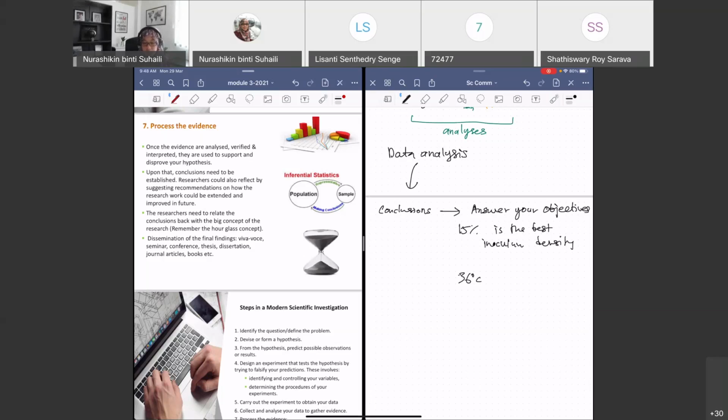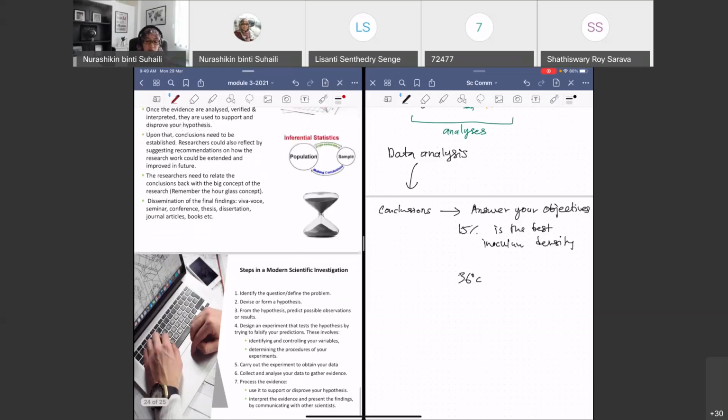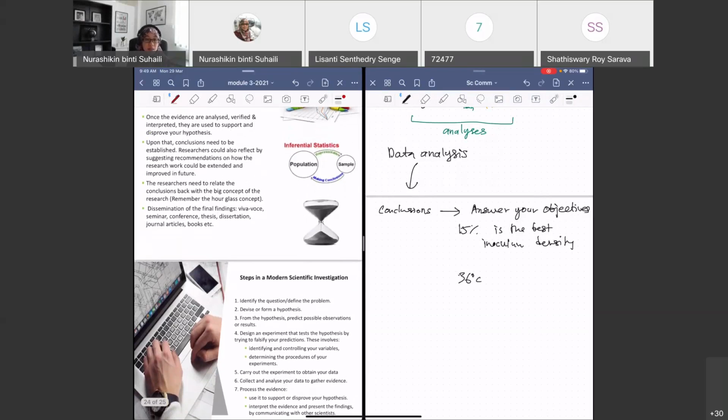Disseminate the final findings. Once you have completed your research, you write a report, and this is how you tell people. This is where communication comes into play. Writing a thesis is also communication. You have to present your findings or results in the seminar, in the conference, in your FYP thesis. When people read it later, that is how you communicate to them what you have done during your FYP.